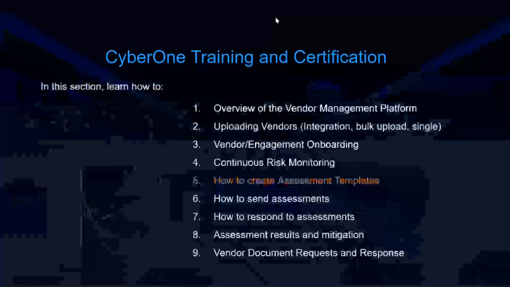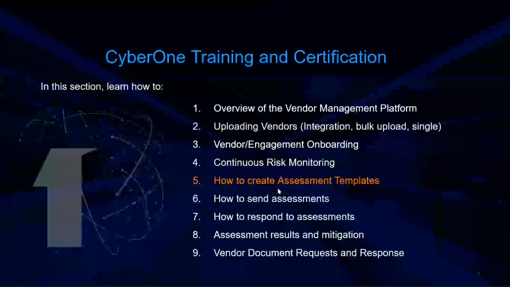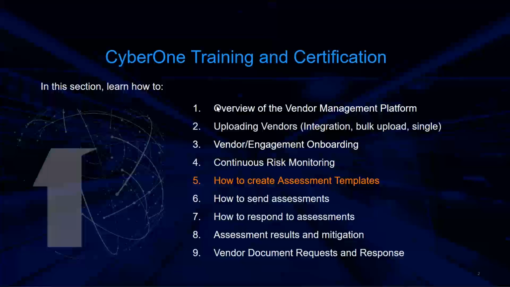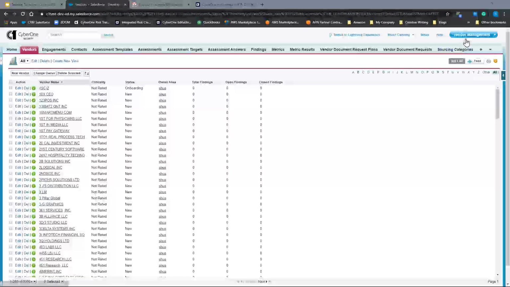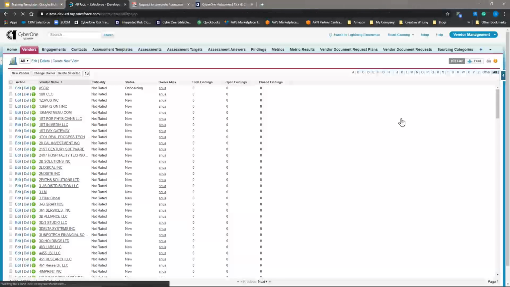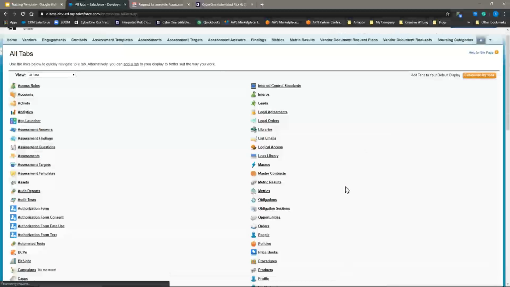Okay, so let's get started. Today we're in vendor management, and we're continuing how to create assessment templates by showing you how to create questions that you can add to your assessment. We're going to do this in the management platform. Here we are in the vendor management module, and we're going to use the plus sign to go to the question library.